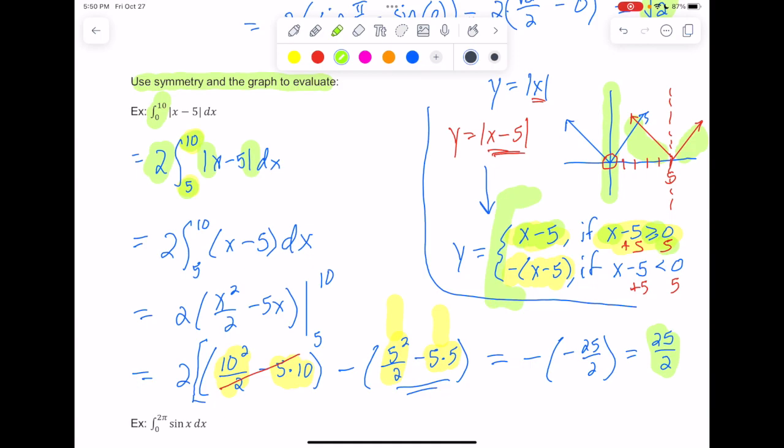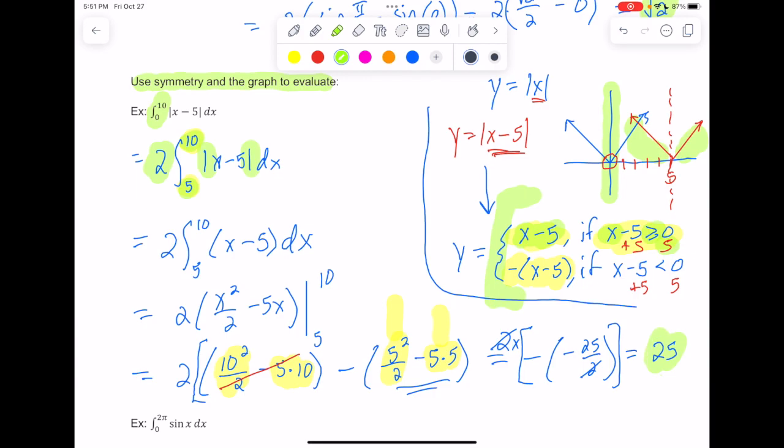And speaking of that times 2, looks like I forgot it. So we were supposed to have a 2 times out front. That 2 is going to cancel this 2, going to cancel that 2. So we're actually not getting 25 over 2. We're just getting 25. So let's clean that up. There we go. All right, so that wraps that one up.